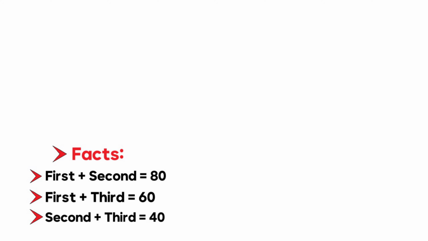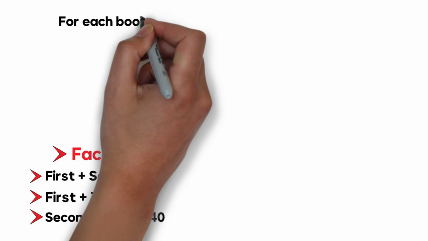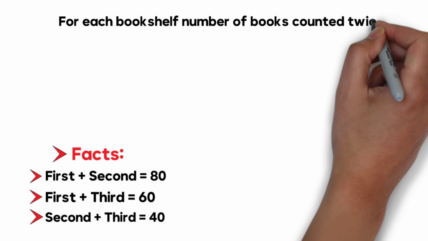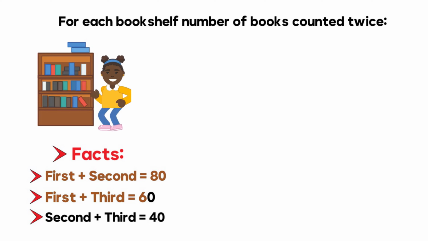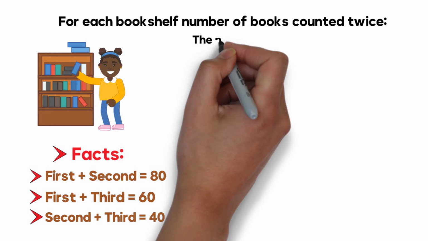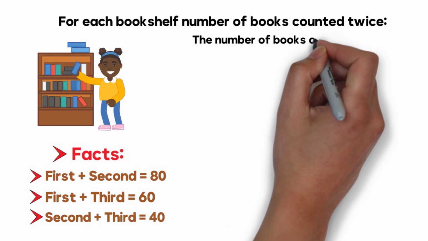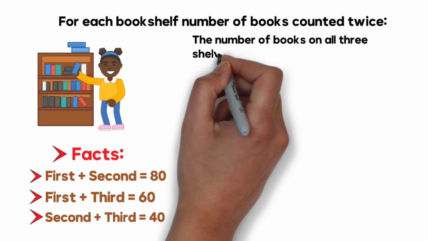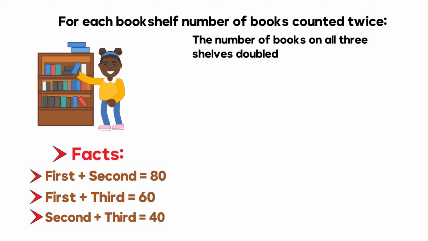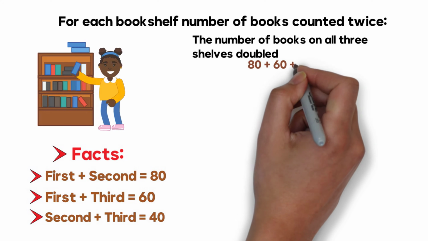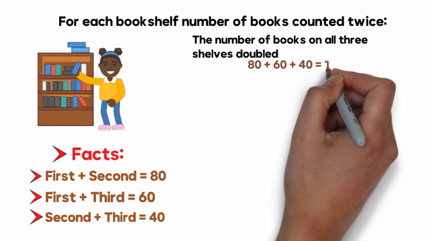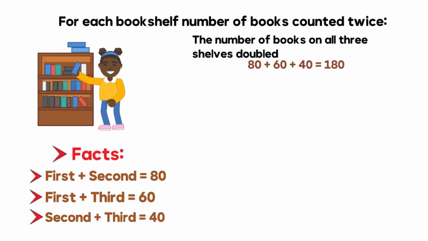And what's interesting about this fact is that each bookshelf is presented here twice. First is twice, second is twice, and then the third bookshelf also appears in these calculations twice. So what we can do here, we can calculate doubled number of books on all 3 bookshelves. We can do it by adding up 80 plus 60 plus 40, and the result will be equal to 180.